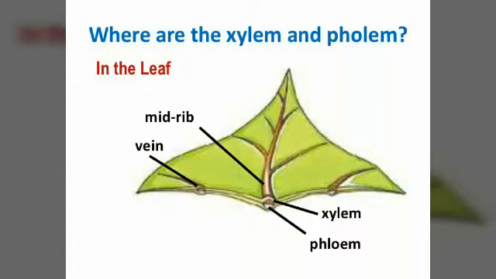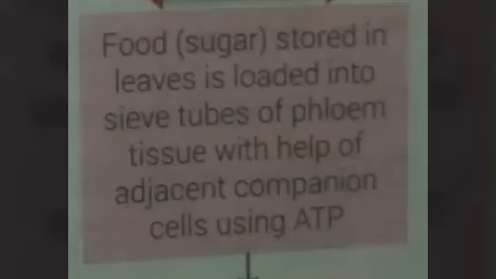This is the picture of a leaf. The leaf has xylem and phloem, as you can see in this picture, that is the midrib, and it has xylem and phloem both. Xylem helps in transportation of water, whereas phloem helps in transportation of food. The food which is prepared in the leaf is transported through the phloem.